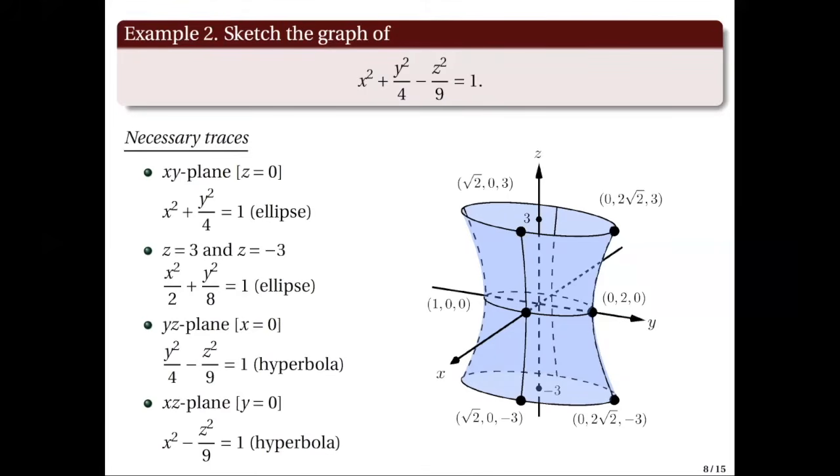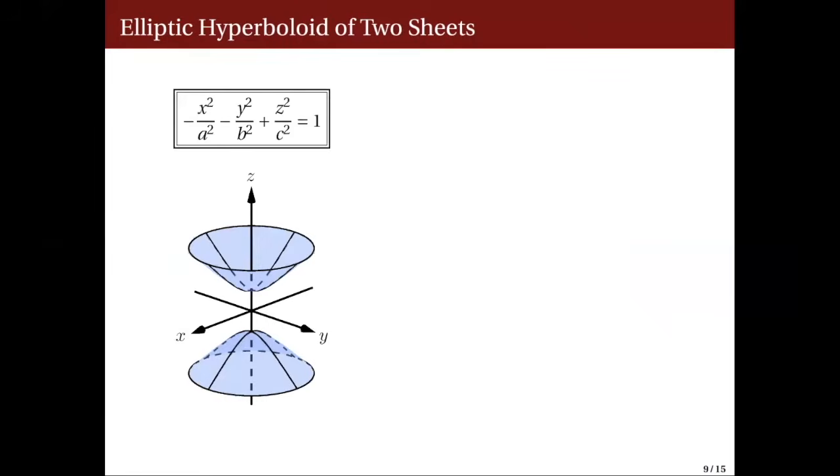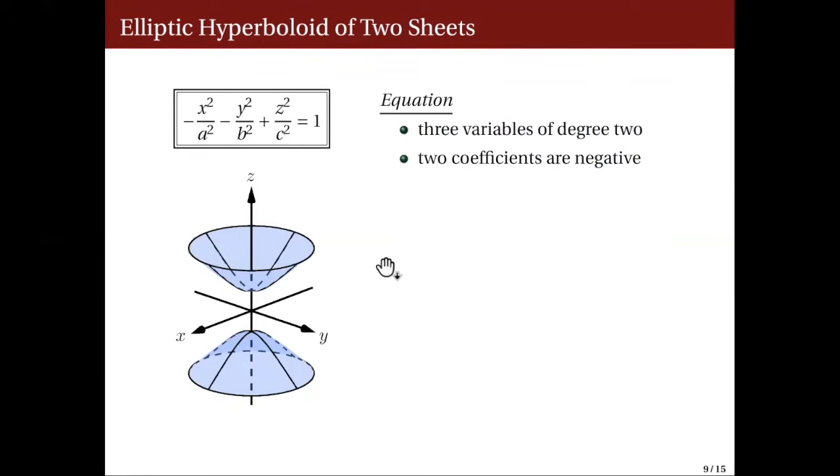Let us proceed to the third type of the central quadric surfaces. The third type is called an elliptic hyperboloid of two sheets. Its standard equation is given by this, whose corresponding illustration is shown in the following figure. If we make relevant observations on the equation and how it differs from the first two types, we can see here that all 3 variables are of degree 2. However, here, exactly 2 coefficients are negative. The constant term is still 1.